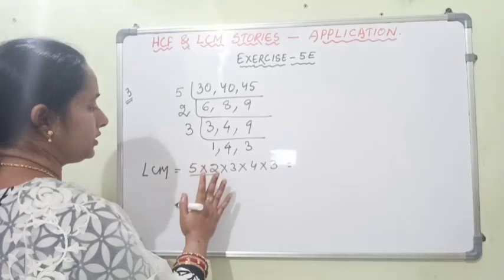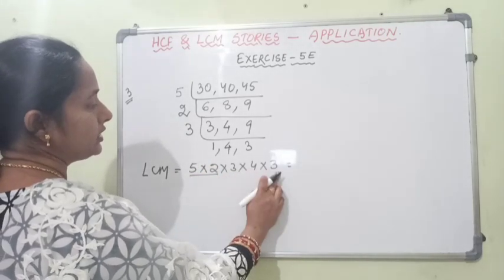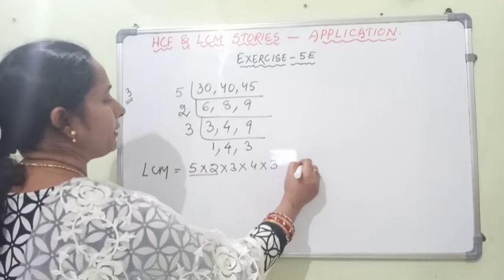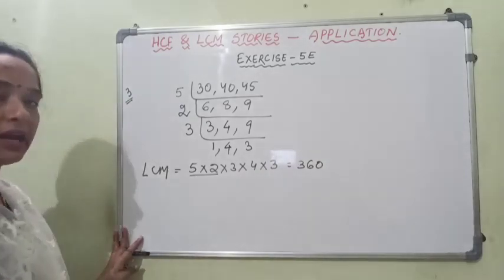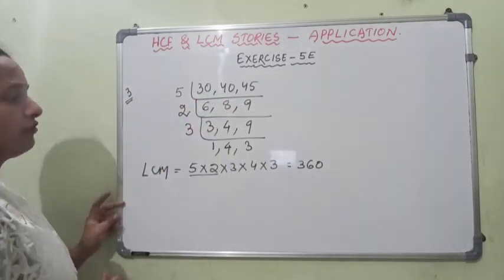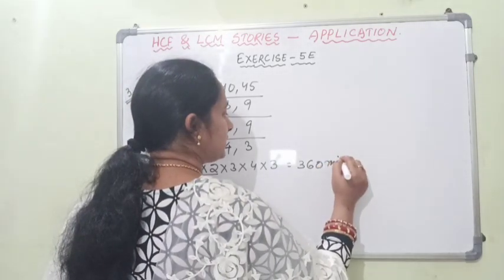5 2s is 10, let it be kept separately. Now multiply all this. 3 3s are 9, 9 4s are 36. Isn't it? 36 multiplied by 10 is 360. Right. So we are given this 30, 40 and 45 in minutes. So we get the value as 360 minutes.